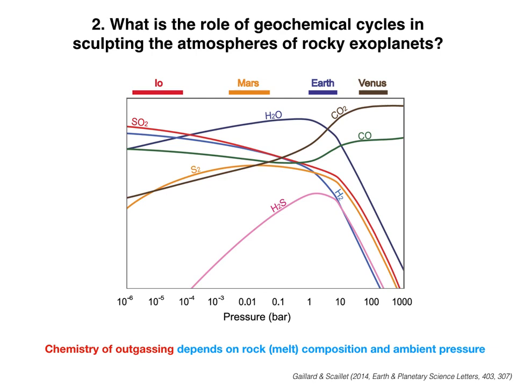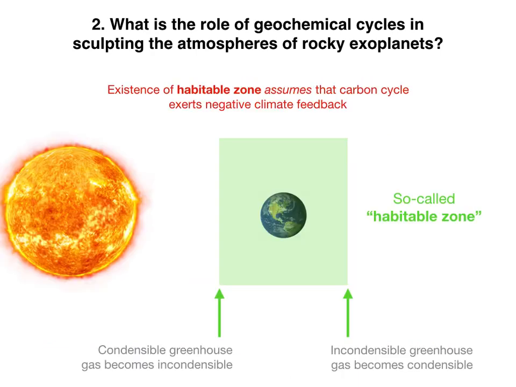And I encourage you to read this really interesting reference on the slide if you want to know more about this. And one of the reasons why we care about geochemical cycles is that this negative climate feedback that I just described to you is an important part of the story of the existence of the habitable zone.